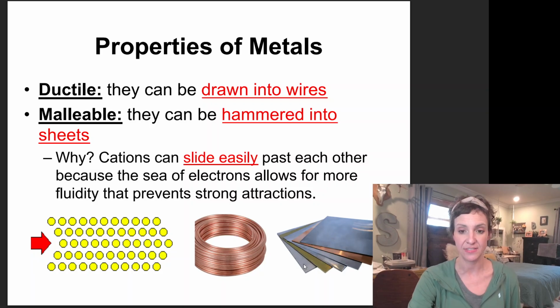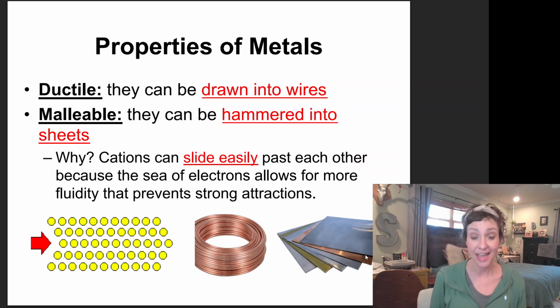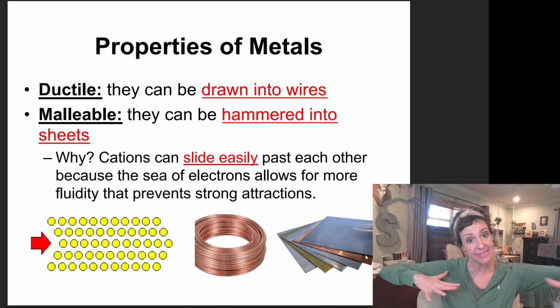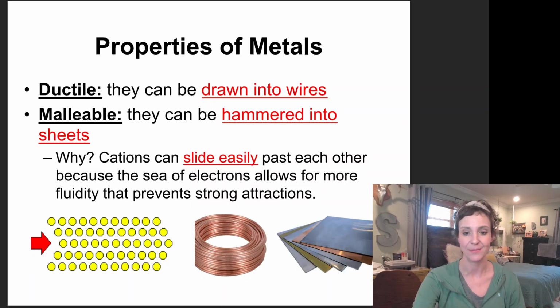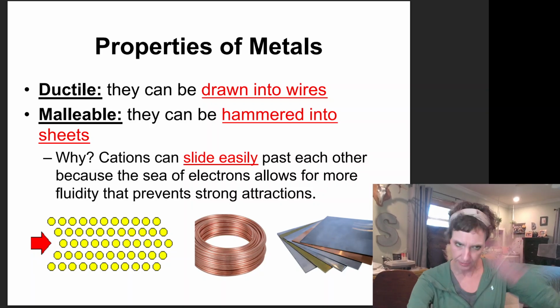So looking at this situation over here, I have some samples and some sheets of metals. I can do that quite easily for the same reason. The cations can slide and spread past each other because of that really fluid sea of electrons environment. Very cool. Ductile is wires, malleable is sheets.